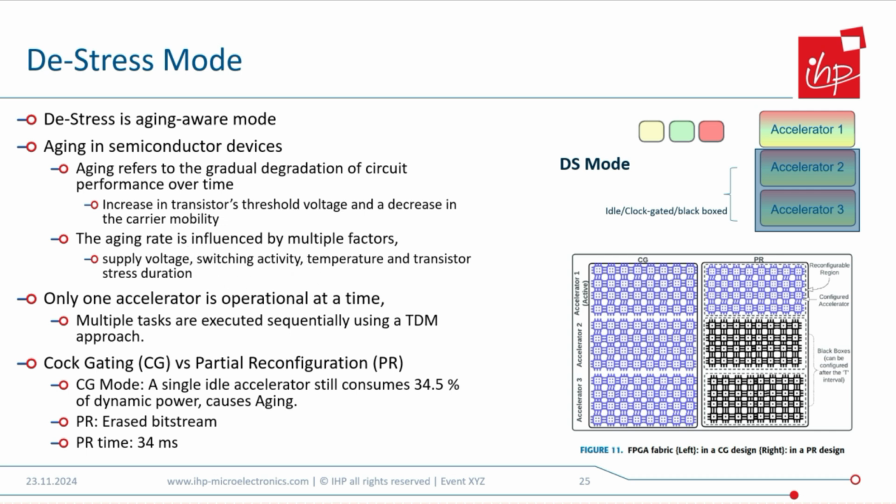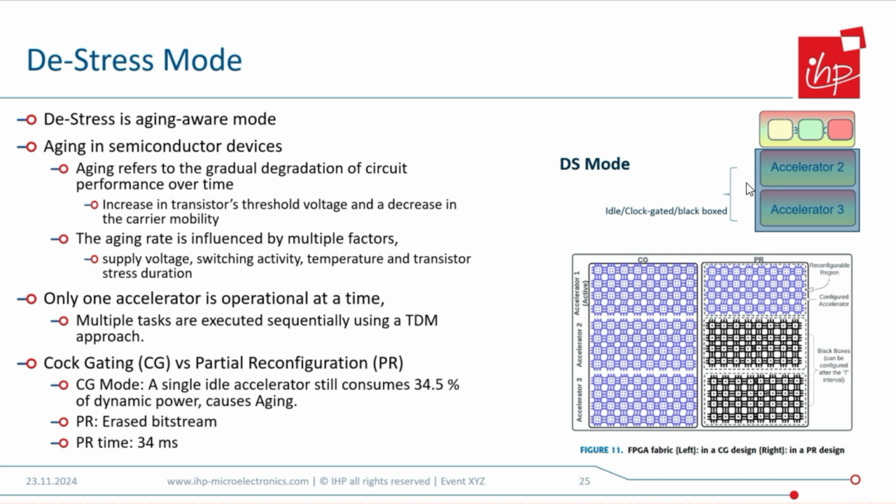And when you are reducing the switching activity, the power consumption due to the switching activity of the circuit is called dynamic power. So we want to reduce the dynamic power as much as possible so that we can reduce the aging which is being caused due to the switching activity of the circuit. And this is why we put two accelerators in idle or clock gated or in black box mode, and we are using only one accelerator, and this means that we are reducing the aging.